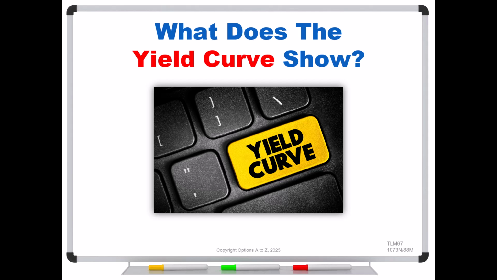We basically hit 5%. But I've had a number of people say, what's the significance of a yield curve? Does it really show us anything? And as options traders, we probably don't pay as much attention to it as we should, but there's a really key insight to a yield curve that I find most traders don't understand. So let's go find out what that is.